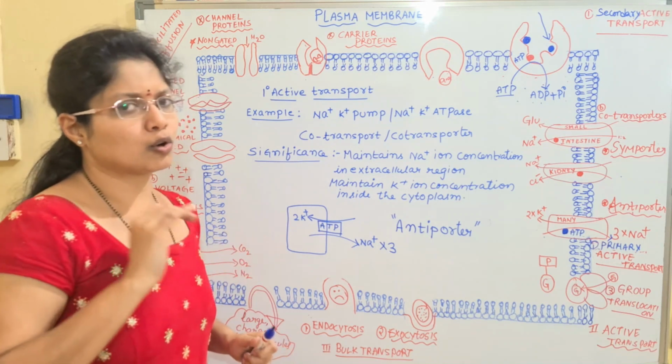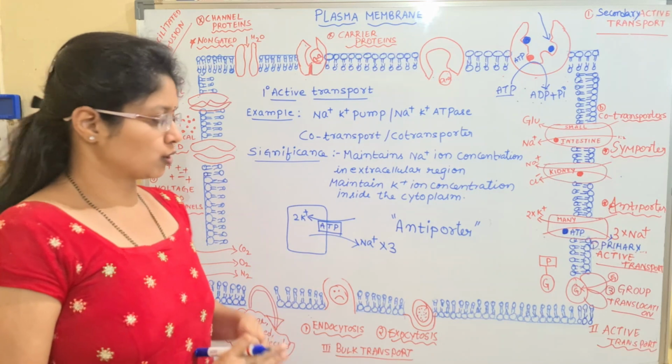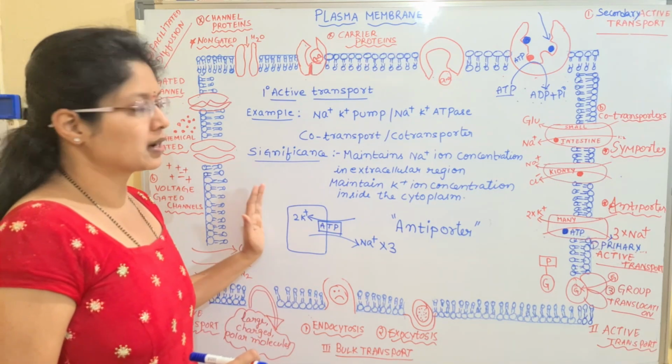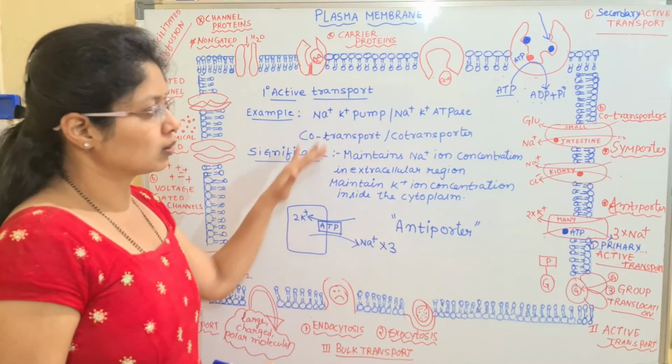This is present on all the membranes. So this is regarding your primary active transport. This is one example, children, a very, very important example regarding your NEET. So you have to remember all these points.